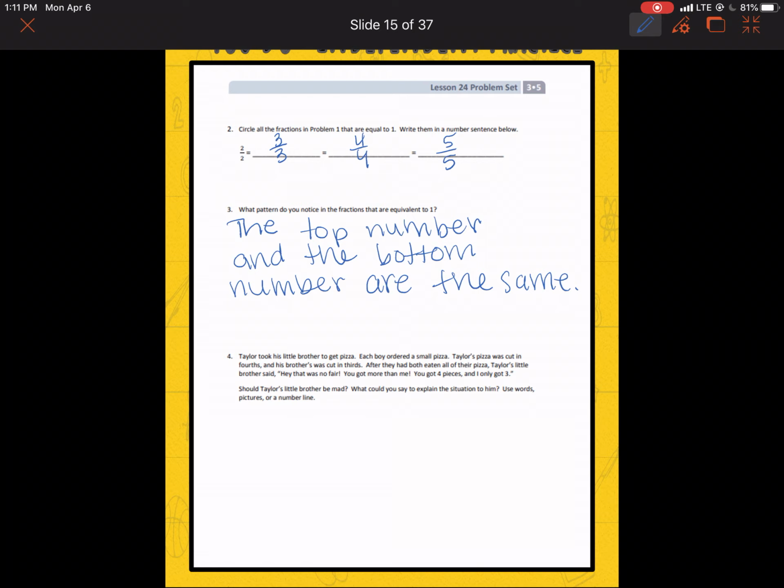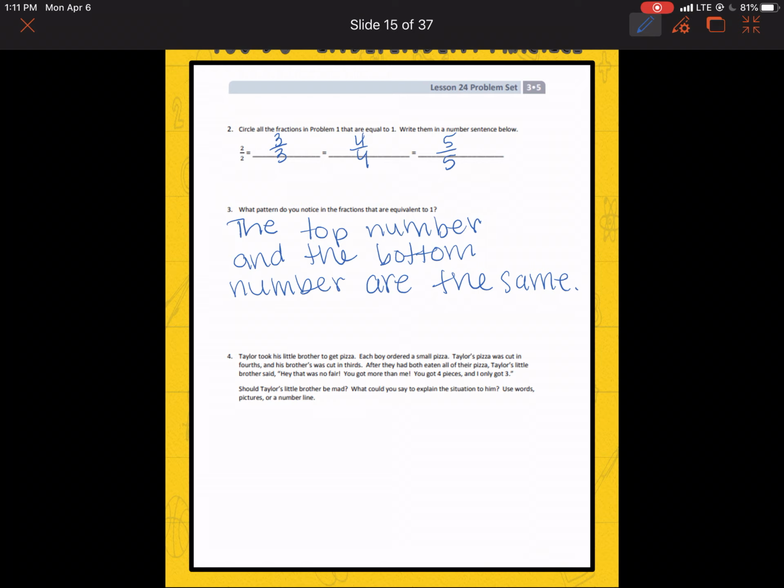Number 4. Taylor took his little brother to get pizza. Each boy ordered a small pizza. Taylor's pizza was cut into fourths, and his brother's was cut into thirds. After they had both eaten all of their pizza, Taylor's little brother said, "Hey, that was no fair. You got more than me. You got 4 pieces and I only got 3." Should Taylor's little brother be mad? What could you say to explain the situation to him? Use words, pictures, or a number line.